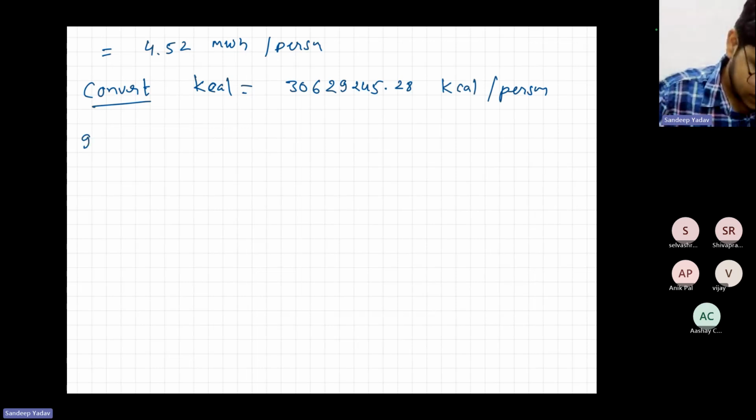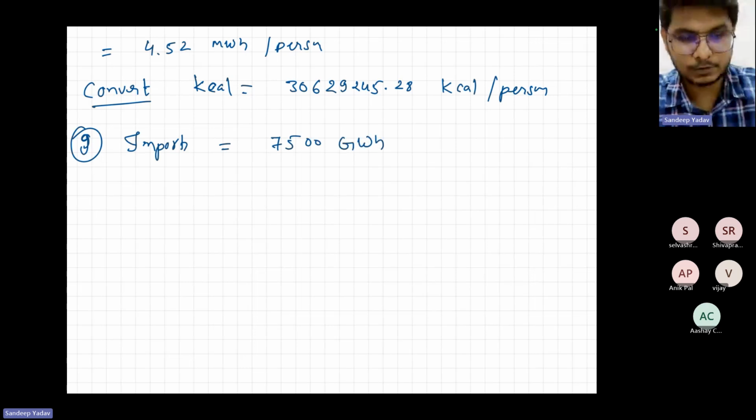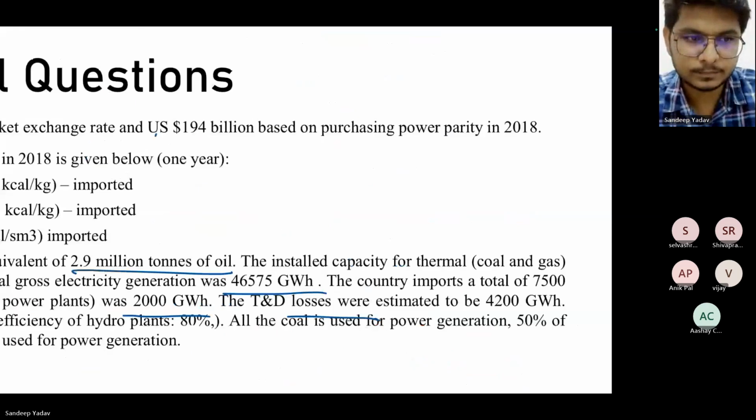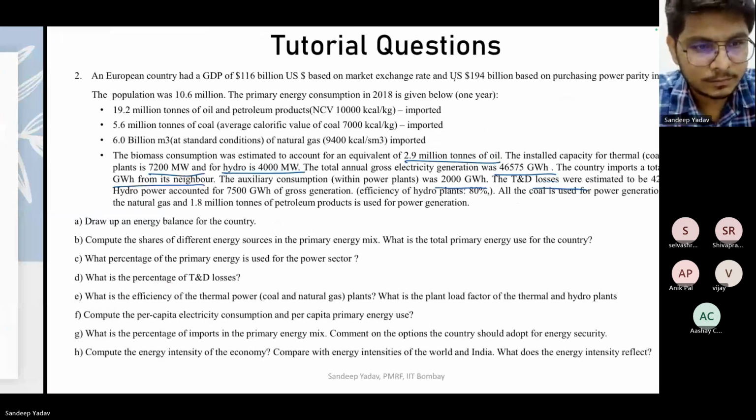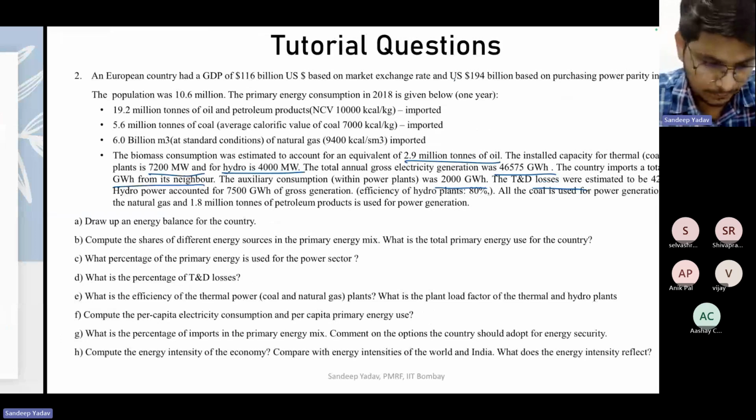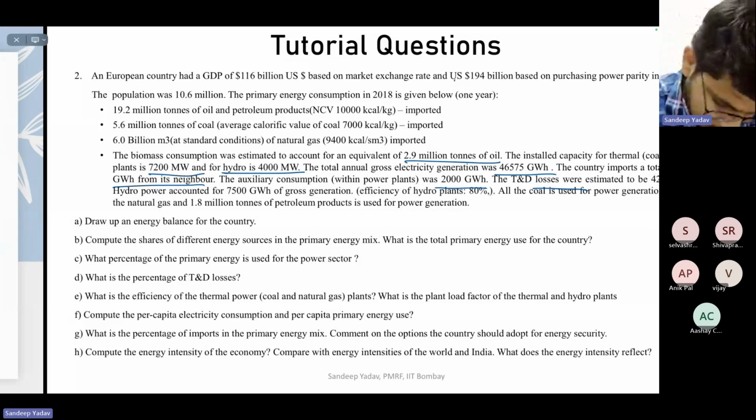Now what amount of energy is going in the imports or coming from the imports? That is 7500 gigawatt hour. That is the next part of the question. If you see here, G. Now we have calculated this F thing here. What is the, if you see, this thing is all the things.